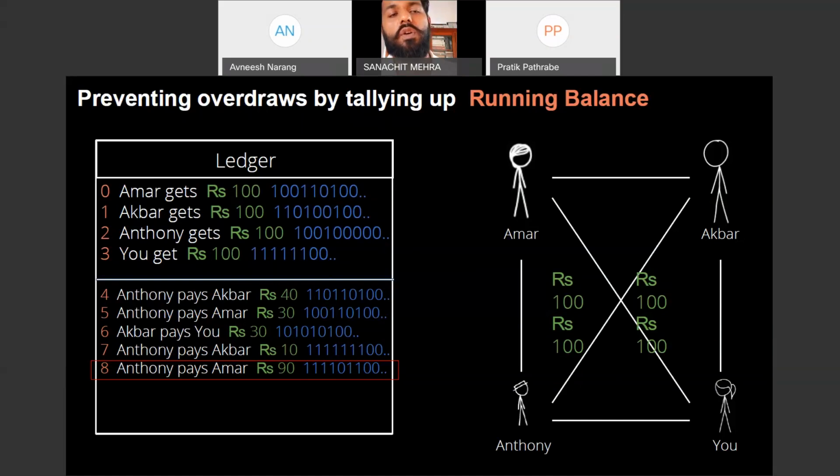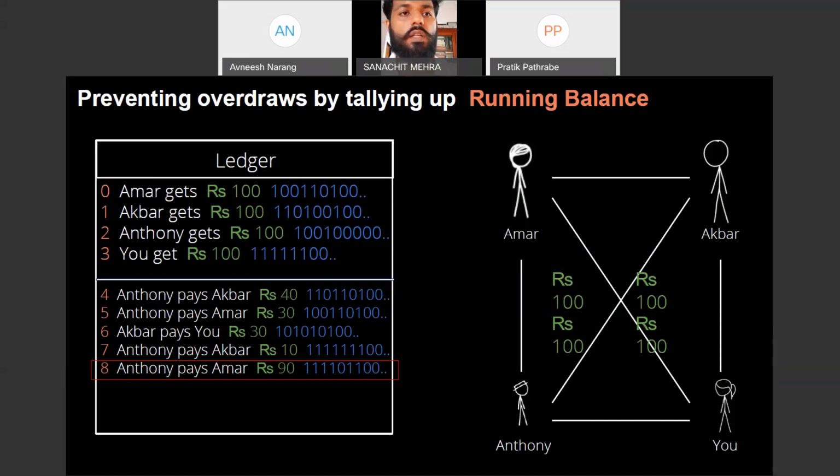And let's see what happens. So we're just going to run the previous ledgers once again. So Anthony pays Akbar $40. Anthony's starting balance was $100, so now he has 60. So the running balance is 60. He then pays another $30. Okay, so there's $30 gone. So now the running balance is 30.